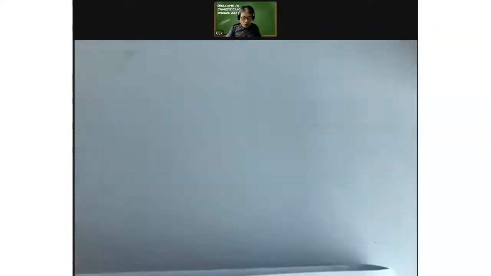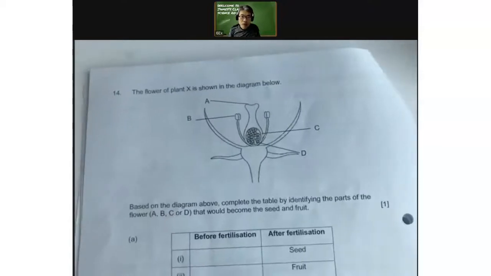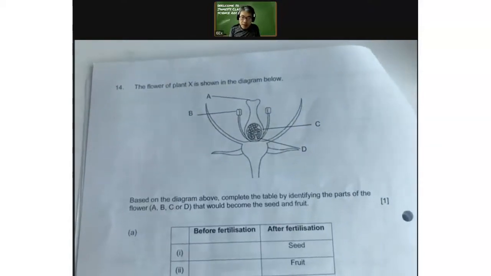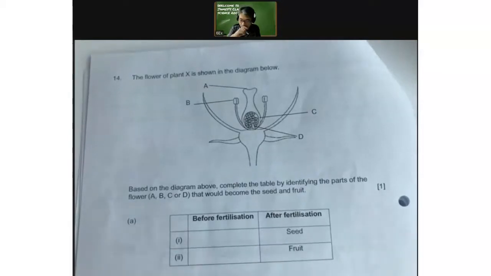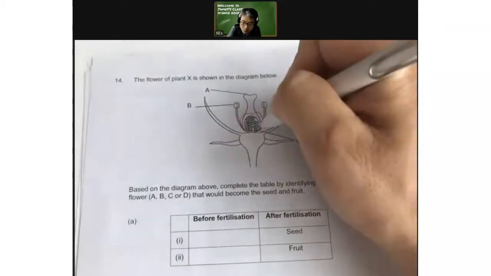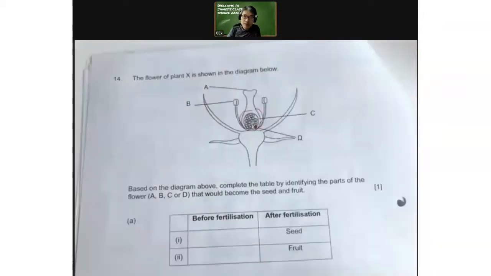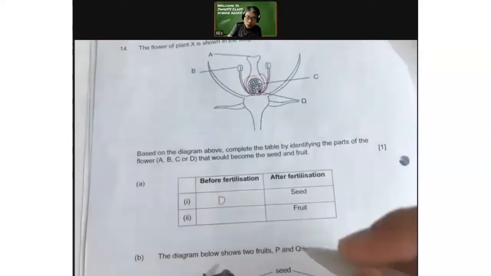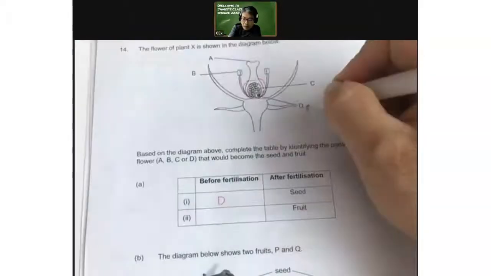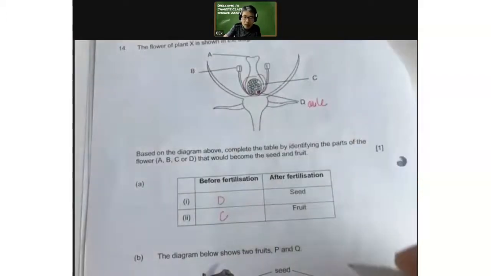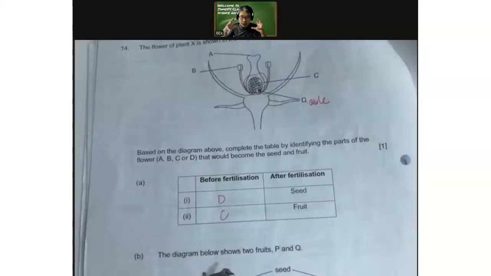Now let's go on to the second last question. The flower of X is shown here. Based on the diagram above, complete the table by identifying the parts. So here's how you are careless. C points to the whole thing, whereas D points to the black thing in the center here. So D will definitely be the ovule. The ovule becomes the seeds, and C is the ovary. Ovary becomes the fruit. It will swell and become the fruit.